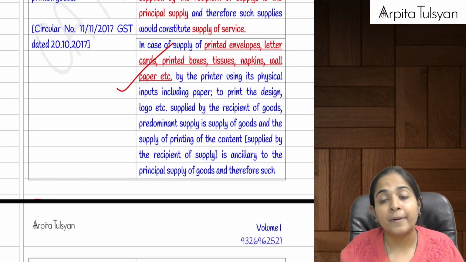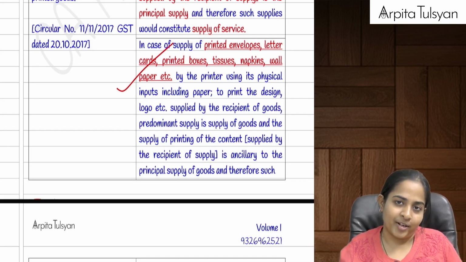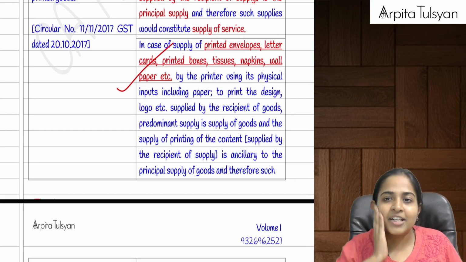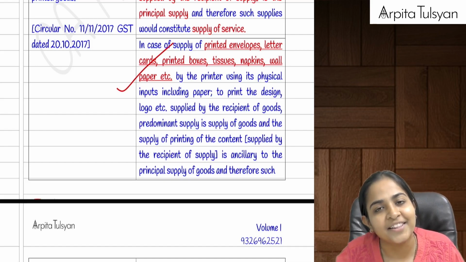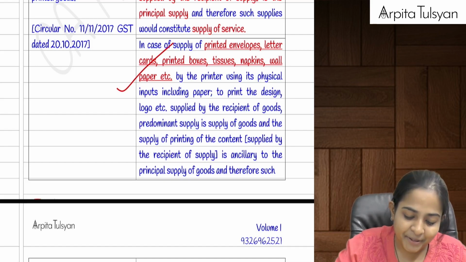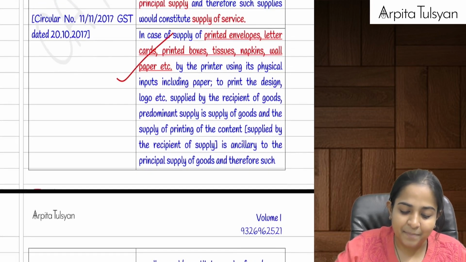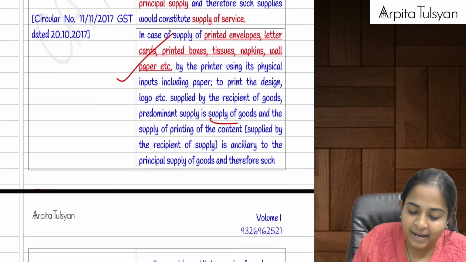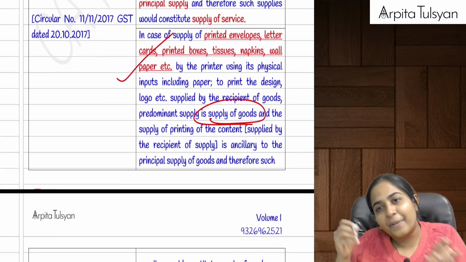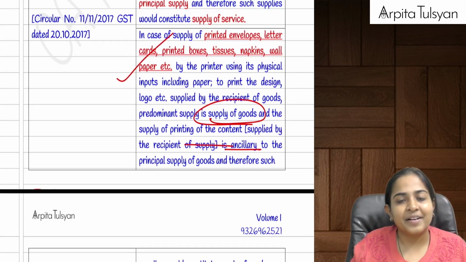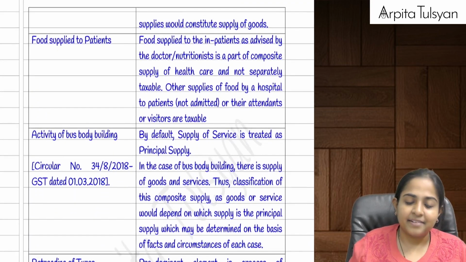Everything is proper. Now here, what is important? Can we say your tissue paper and its usage is more important than the logo? So here they are telling that the principal supply is equal to supply of goods. Okay, here the principal supply is what? Principal supply is supply of goods and printing becomes ancillary here. Are you clear with this?